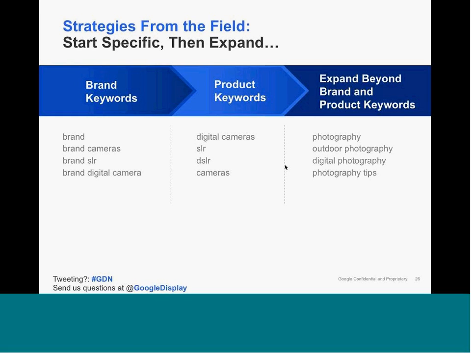Examples are complementary products, activities related to the topic. The key is to think about your audience and where they are online. Definitely use negatives to refine and tighten your ad groups.